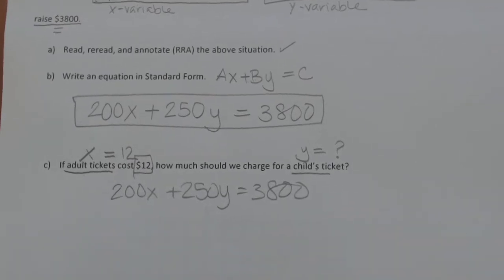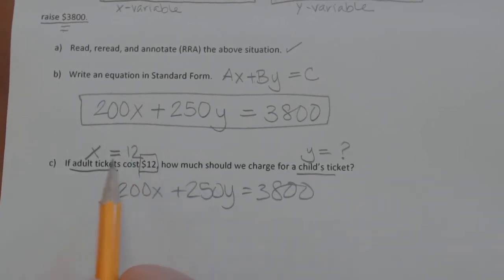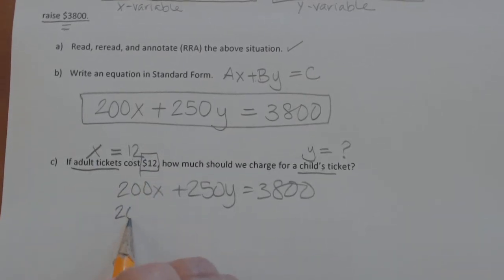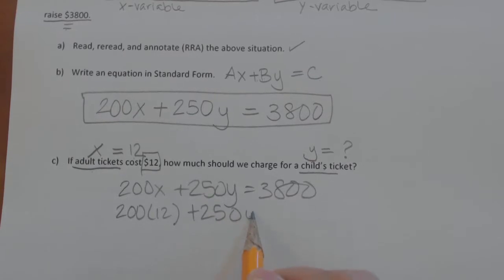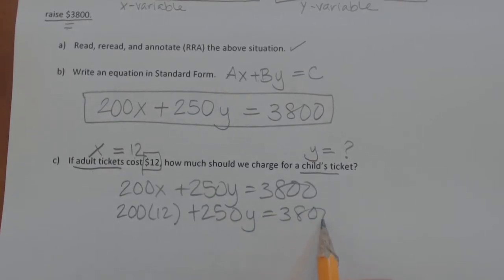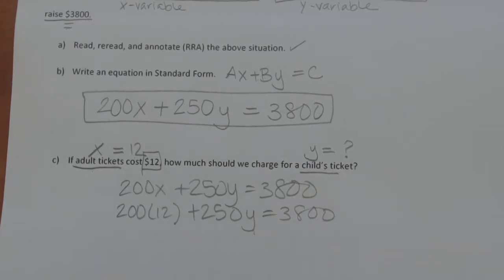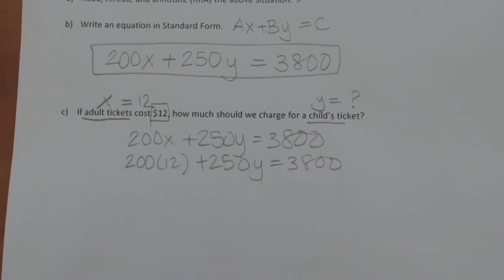And what we're going to do is, it actually tells us where I annotated. X is 12, so we're going to substitute our 12 in, plus 250y equals 3,800. And we need to find what this y value is, and that's what they're asking for us here. So we have to do a little bit of our algebra.